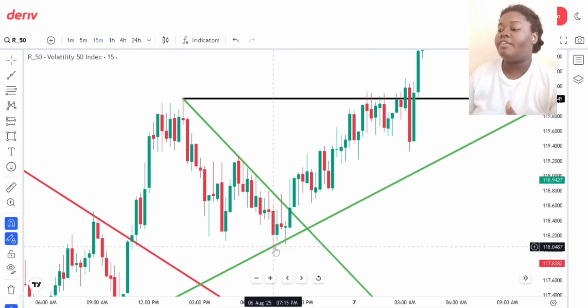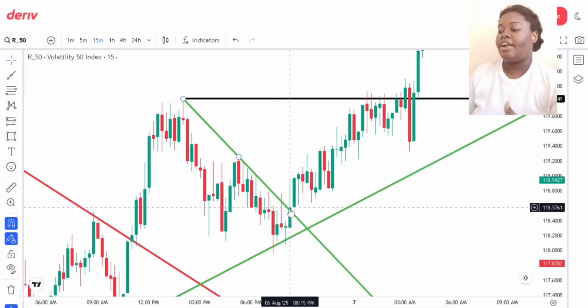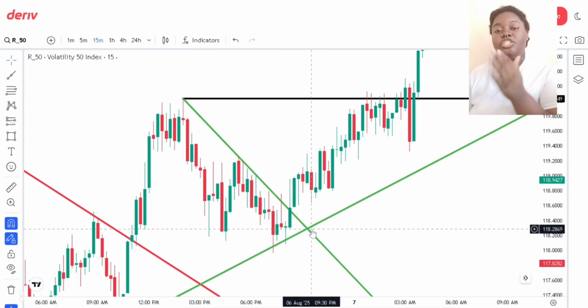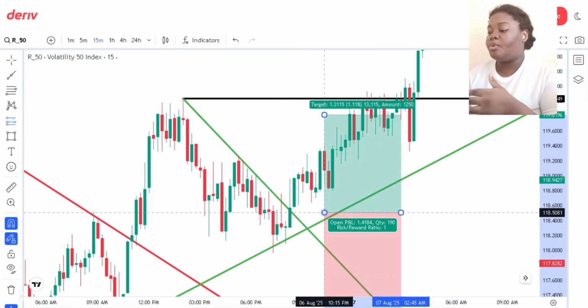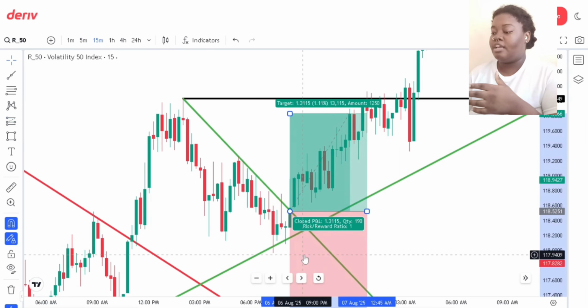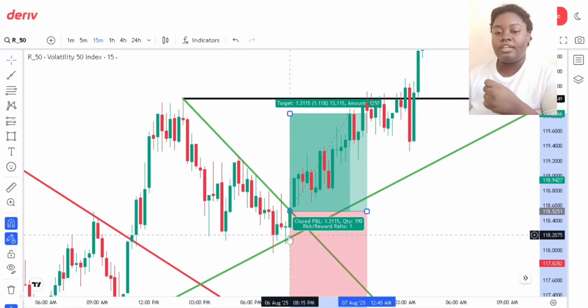All right, so the market wicked out the trend line here, and then it broke above the green line, right? So this is trend continuation. Now this is how you could have gotten the buy entry on the 50 this past week.